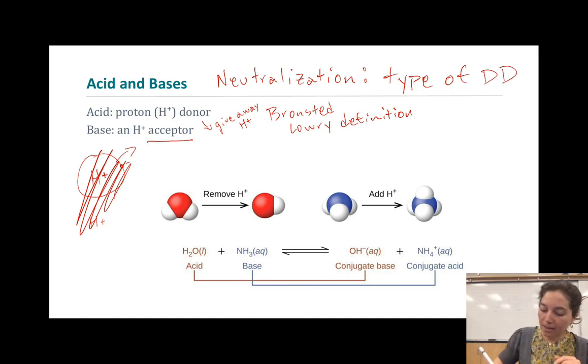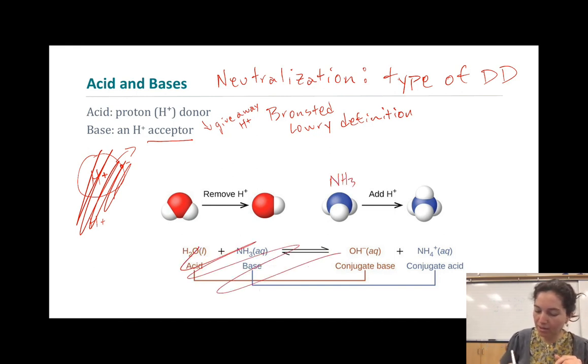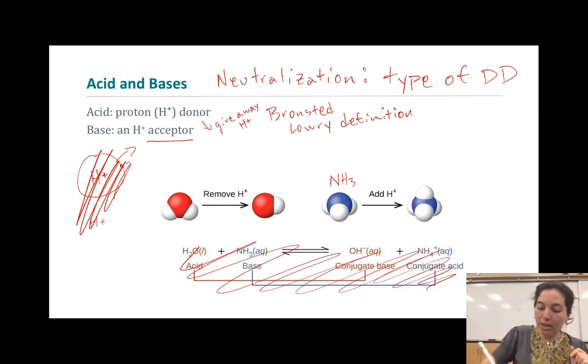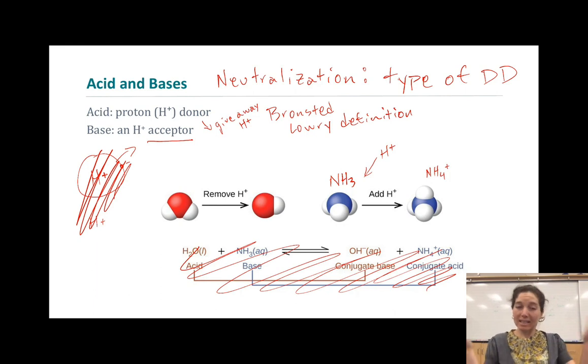So here are some nice examples of this. You can see here this is NH3. NH3 accepts an H plus. If you add an H plus onto here, it turns into NH4 plus, which means that because it's accepting an H plus, it is a base.